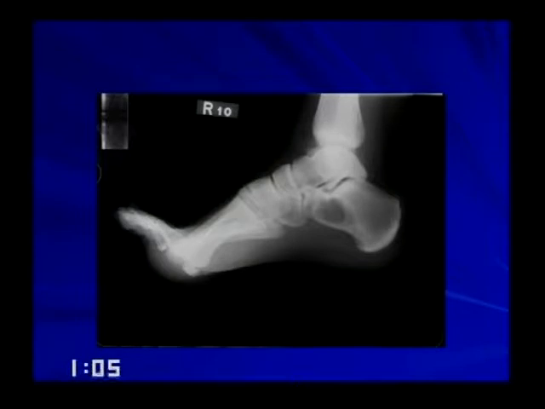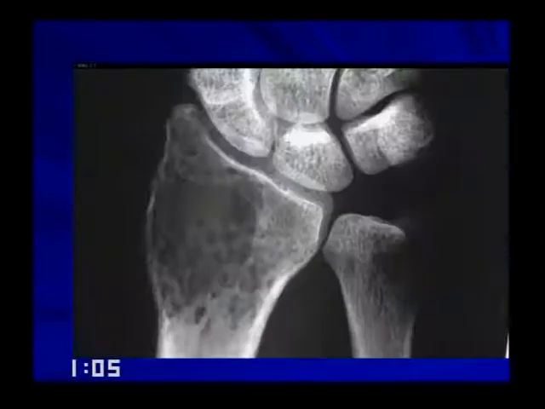Here's an intermediate pattern, sort of a moth-eaten pattern. There's a fairly wide zone of transition. This is a giant cell tumor. It's centered in the metaphysis, goes into the subarticular bone.